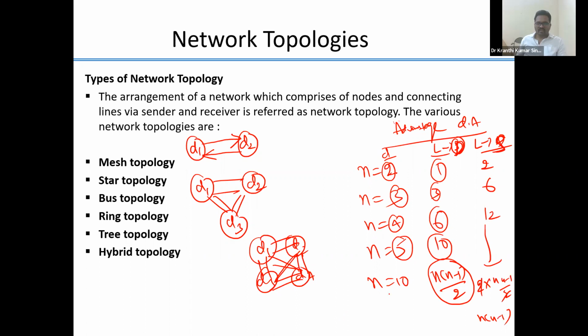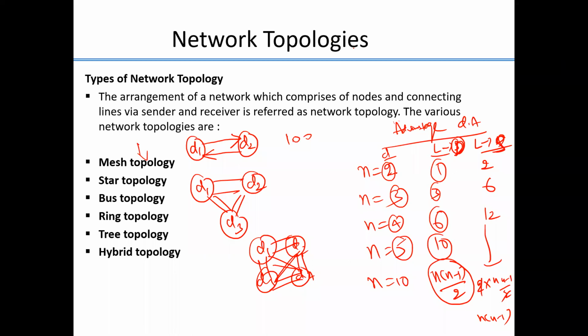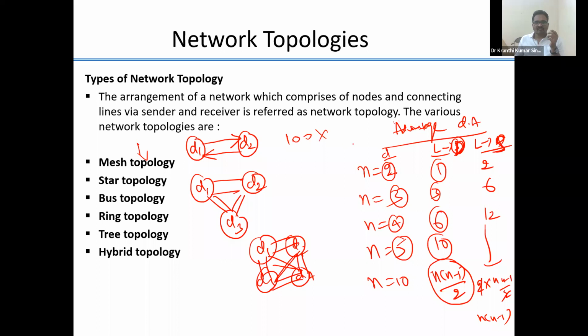Now the question is, for establishing a mesh topology for 100 devices, if I have only simplex links and no duplex links, how many total links do I need for 100 devices? To establish a full mesh topology, how many simplex links do I need to connect 100 devices? 9,900. That's it. 100 into 99. If you are supporting full duplex, divide by 2, right?